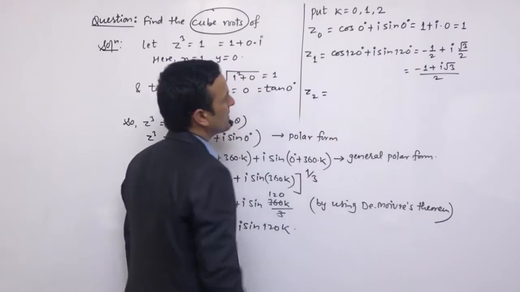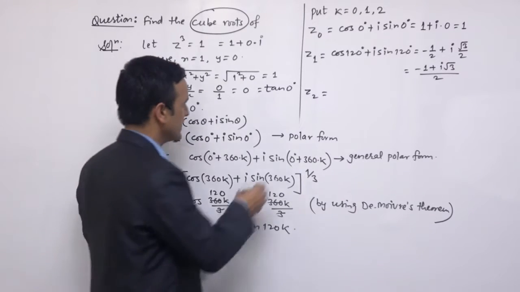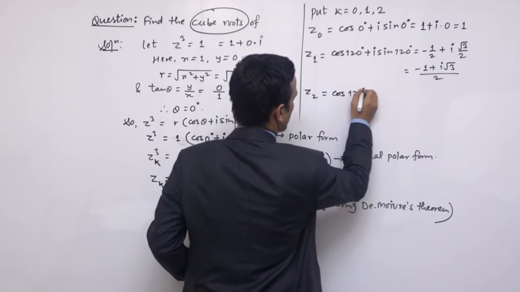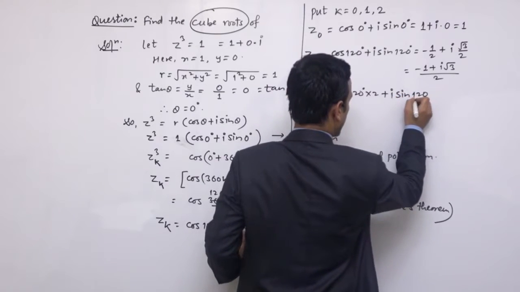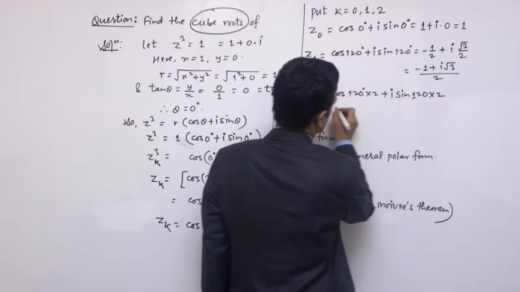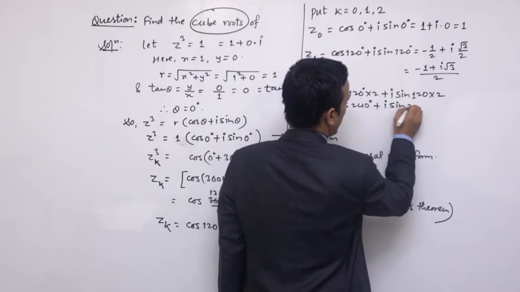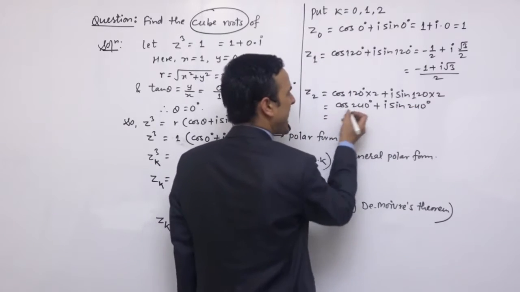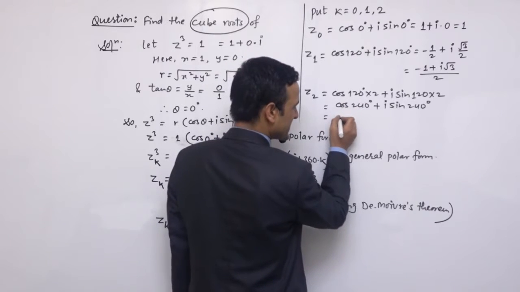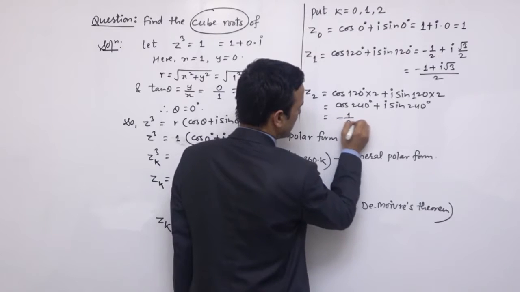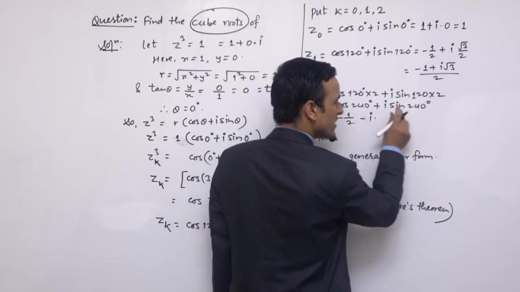So if we put the value of k as 2, अब k को ठाउँमा 2 पुट गरौँ, जहाँ k छ त्यहाँ 2 पुट गर्दा it will be cos 120 into 2 plus i sin 120 into 2. So if we solve it, then it will be cos 240 plus i sin 240, and its value is cos 180 plus 60. So cos 60 means minus 1 by 2, plus sin 240 means it's also minus, 180 plus 60.